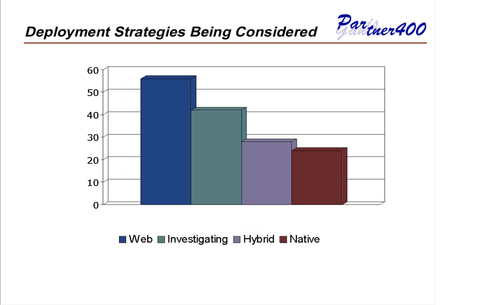Deployment strategies, we'll be talking more about this in a minute, but web, the obvious choice, generally because it's considered simpler. Hybrid and native, we'll talk a little more about the differentiation between those. But native is basically where you get your real horsepower, and web is generally the simplest to implement for most people. And I've got this whacking great group of 40% who were thinking about it, basically.